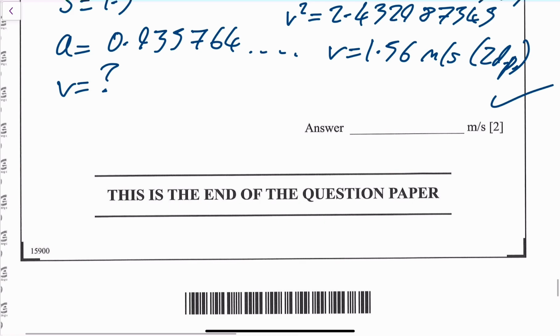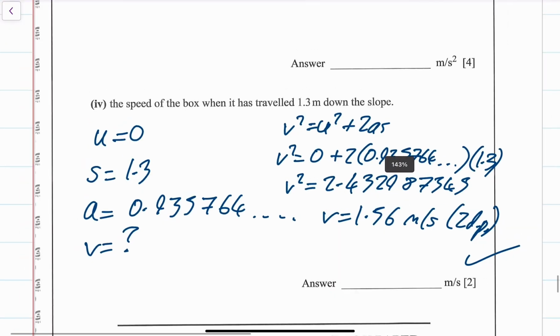And just check, that's the end of the question paper. Always go back through your paper looking for any mistakes. Hopefully I haven't made any. I'm sure you will let me know if I have.